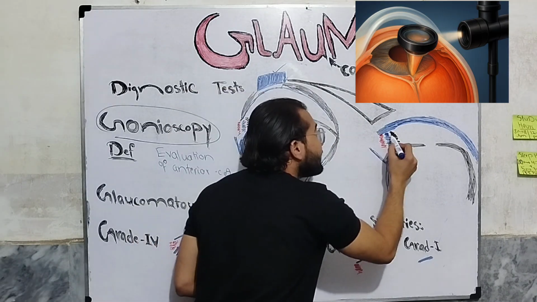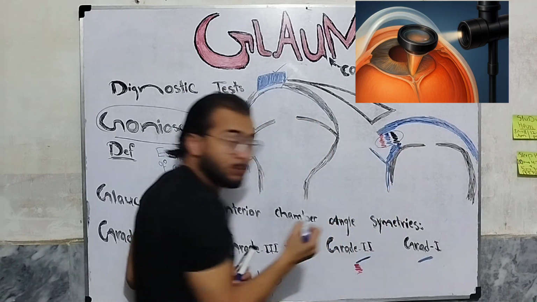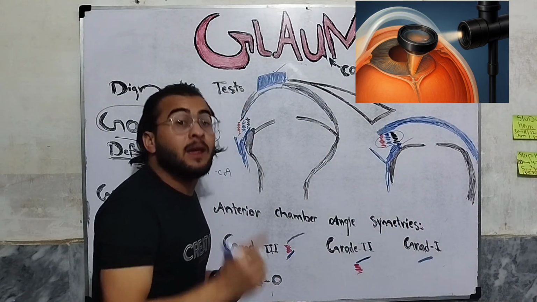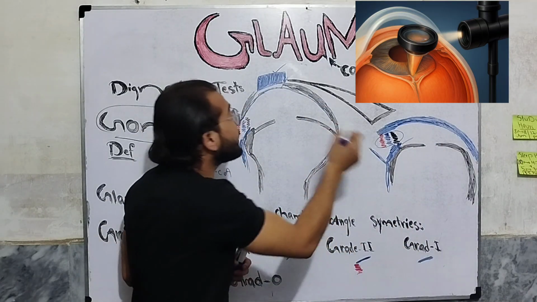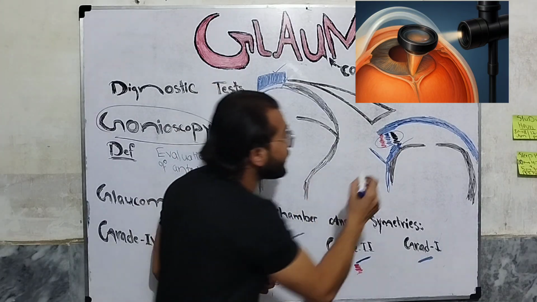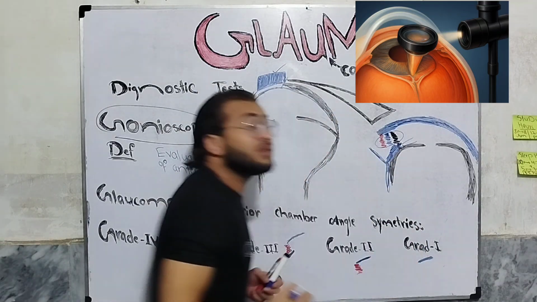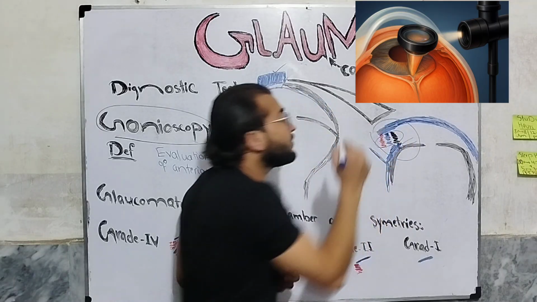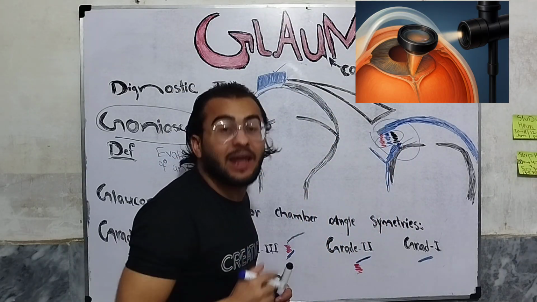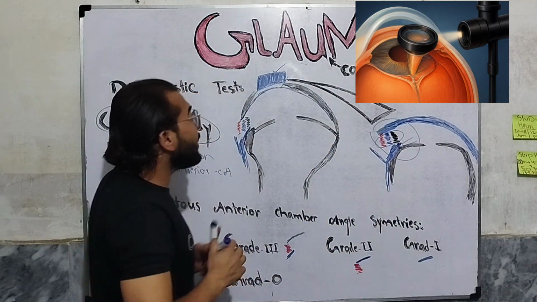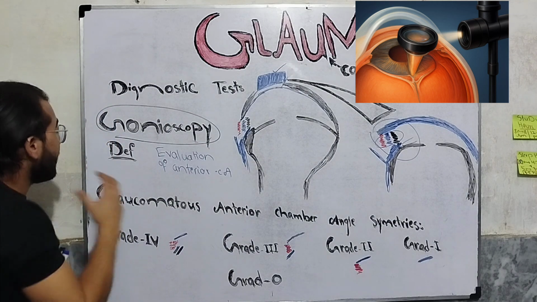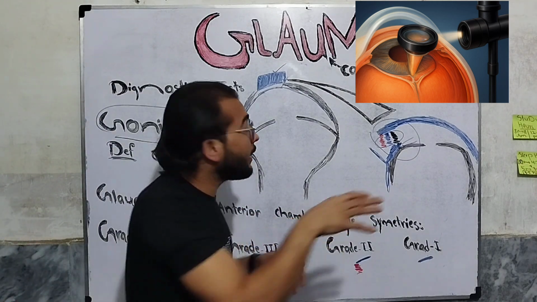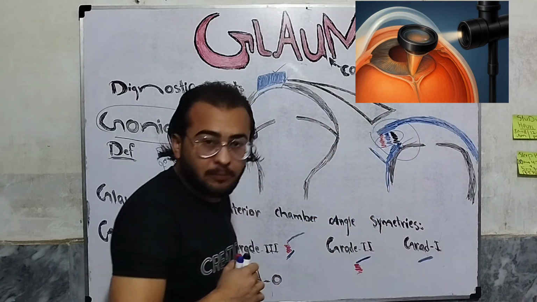The second structure is the trabecular meshwork itself. The third structure is the scleral spur, and the fourth structure forming the interior chamber angle is the anterior part of the ciliary body. So these are the four structures which should be visible in the normal open angle. Now what is happening in glaucoma is that there are some problems and pathologies in this interior chamber.